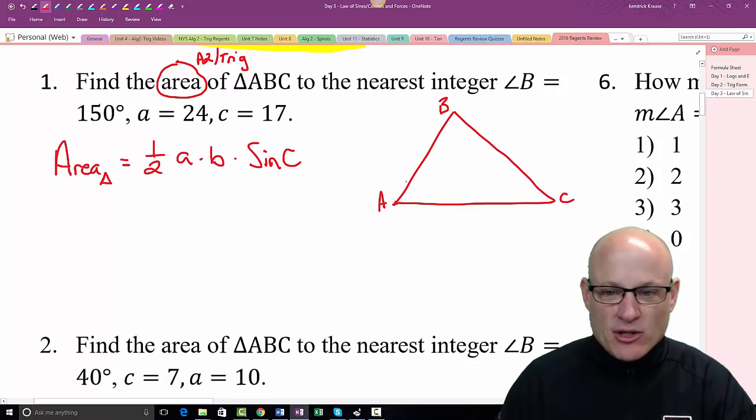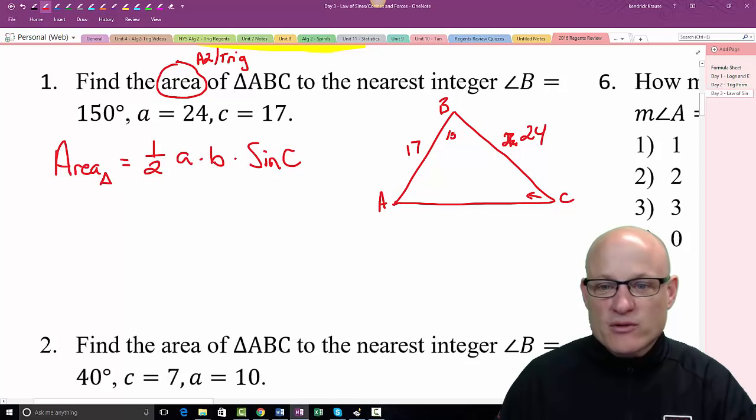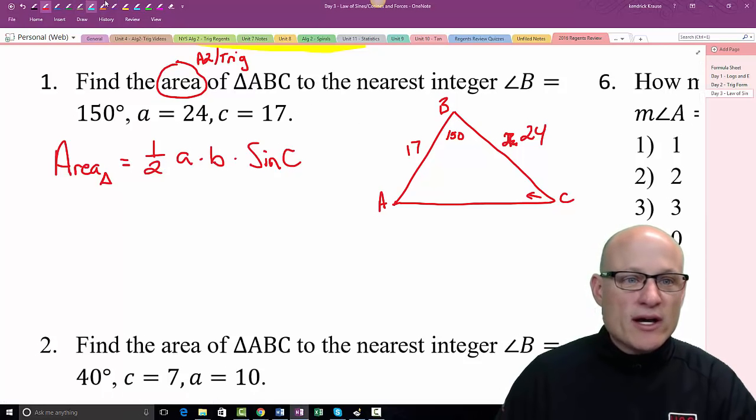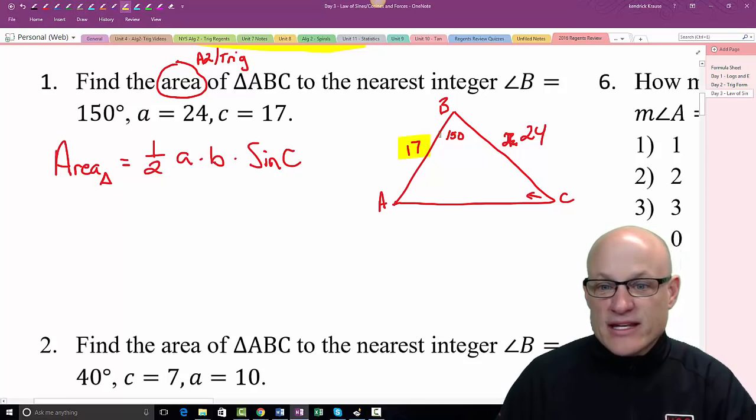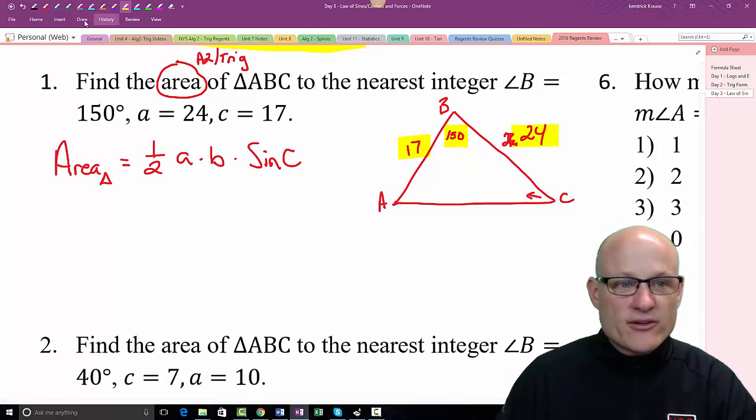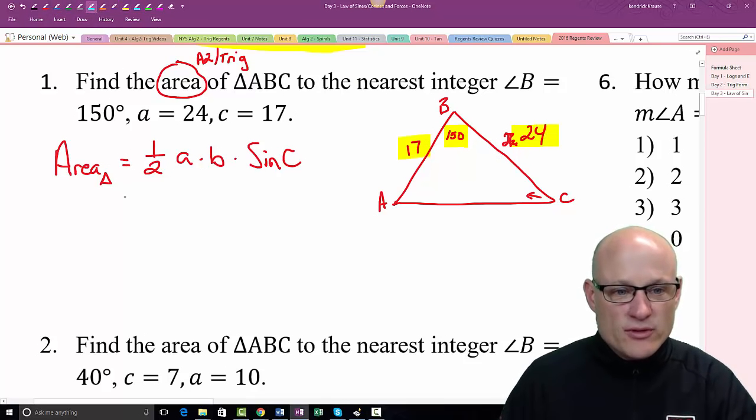So if this is capital A, little a is over here, 24. And if this is C, then little c is opposite it, so this is 17. And we were given that angle B is 150. I start you out with a really simple case where you have a side, the included angle, and another side. So all I got to do is bust a move.